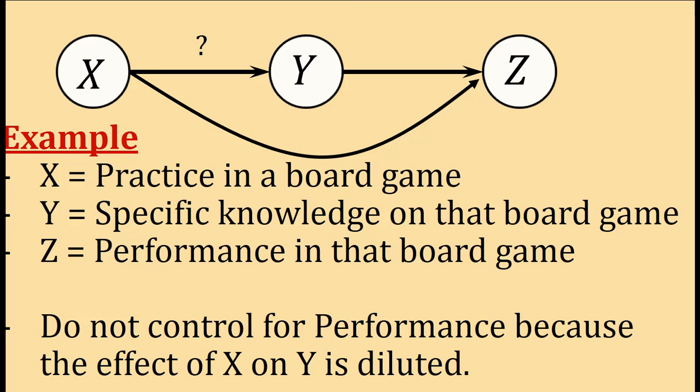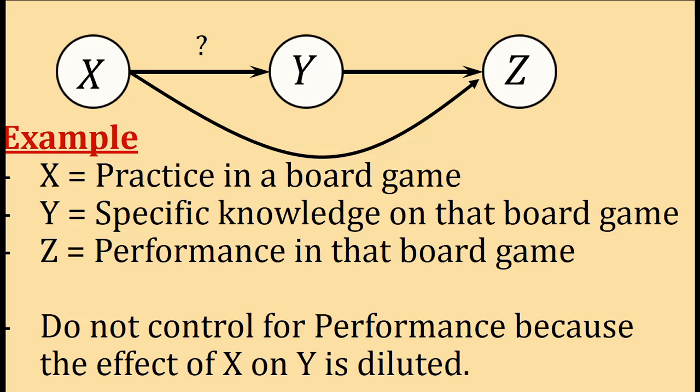But if we say, oh no, let's control for performance, well, what you are doing is the following. You take a group of participants with high performance, and in that group, you study the relationship between X and Y, between practice and specific knowledge. And you may have no relationship there because people at high performance levels tend to practice a lot and tend to know a lot about that game.